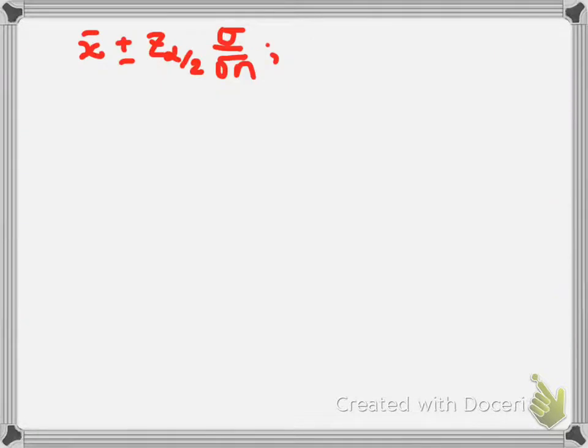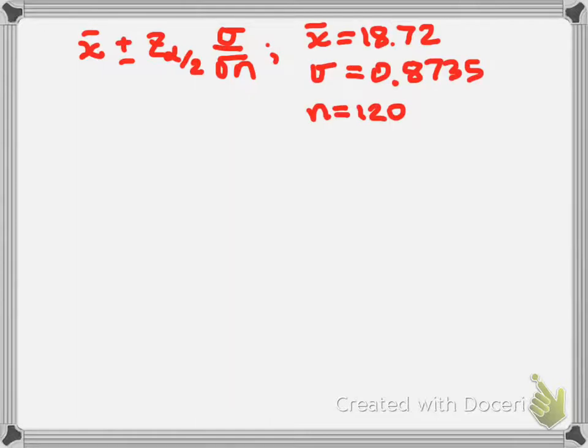To do this, we are trying to create a confidence interval. The formula for confidence interval looks like as shown: x bar plus or minus z sub alpha over 2 multiplied by sigma divided by the square root of n. The information in the question states that the sample mean, the 120 packages that were picked, the average number of candies in them is 18.72. The population standard deviation is provided as 0.8735, and the sample size is 120.